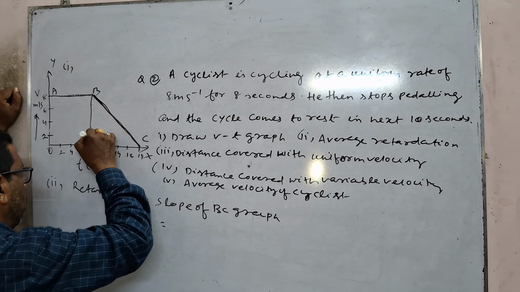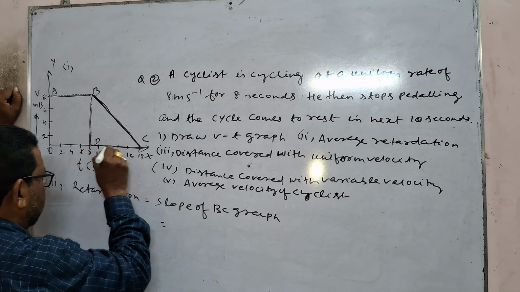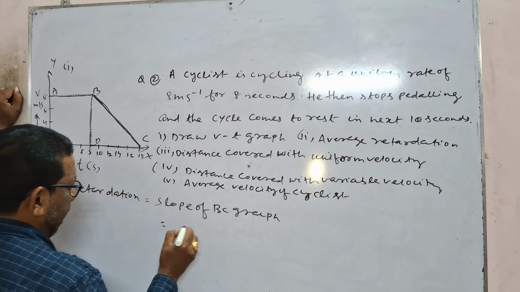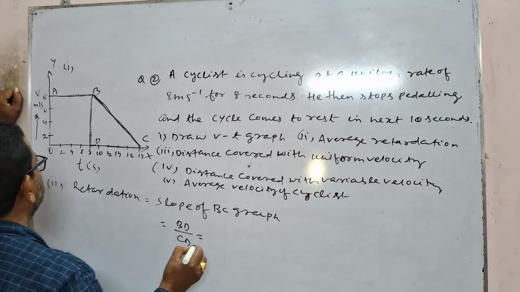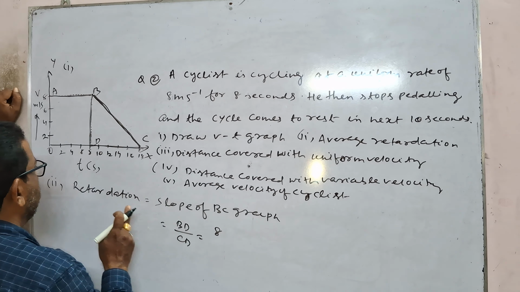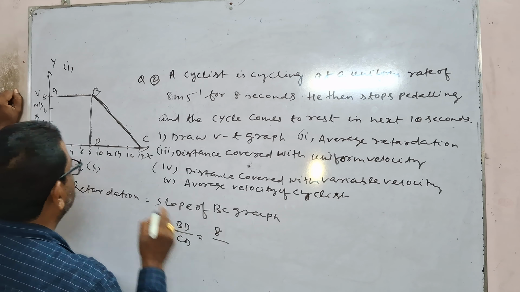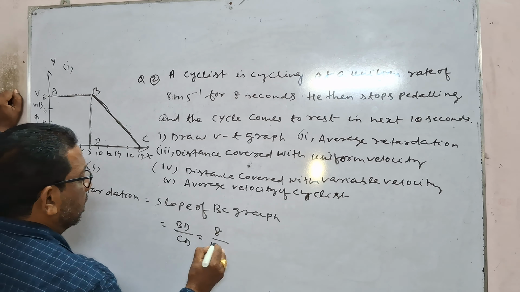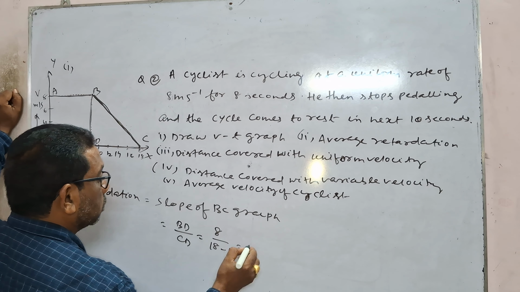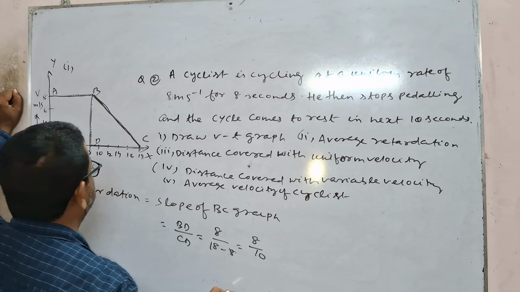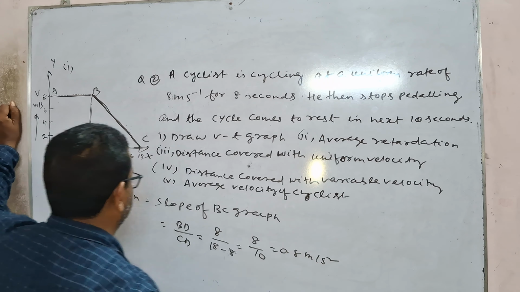Slope equals y distance by x distance, which means BD by CD. BD equals 8 and CD equals 10, since CD is 18 minus 8. So 8 by 10 means 0.8 meter per second squared.